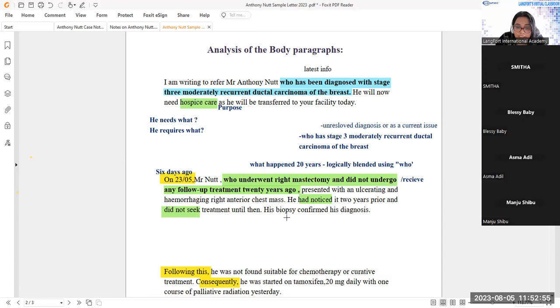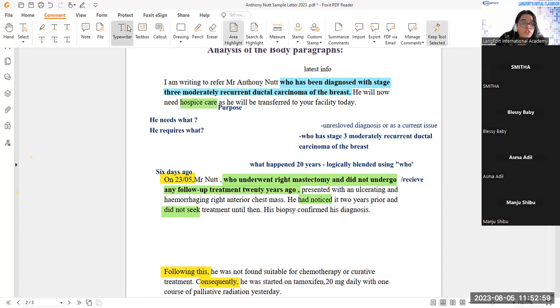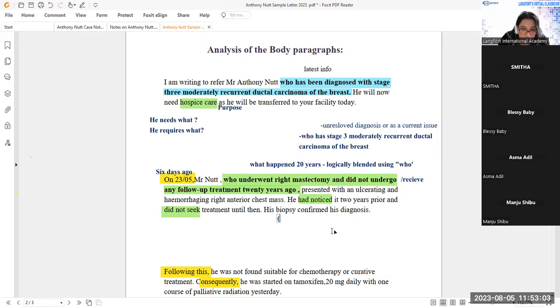The next sentence: "His biopsy confirmed his diagnosis." You can also specify incisional biopsy. You can write that, not a problem. I just wrote biopsy, that's it. You can say incisional biopsy, that's also fine.